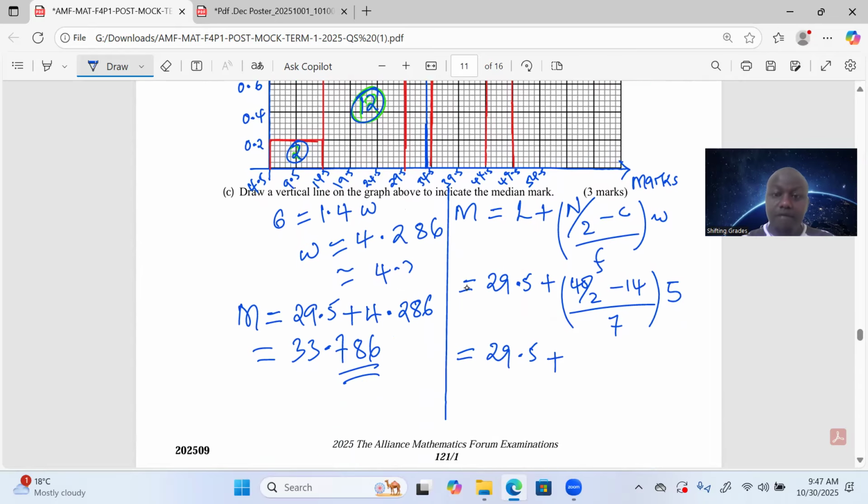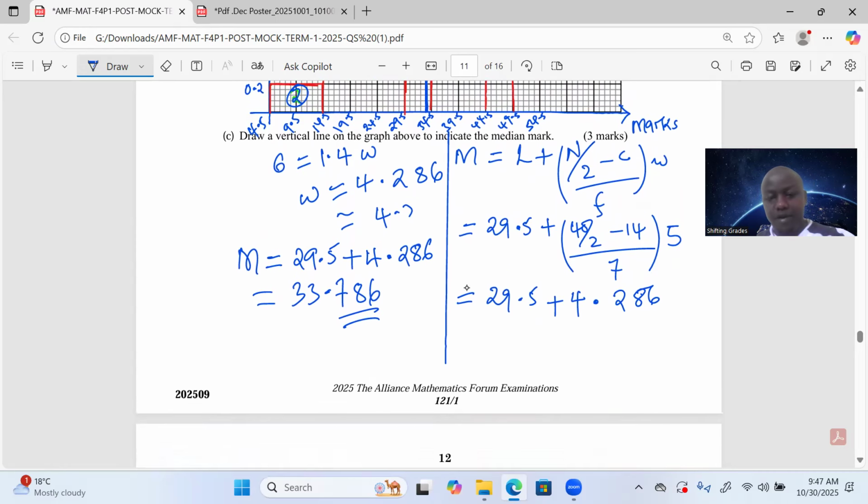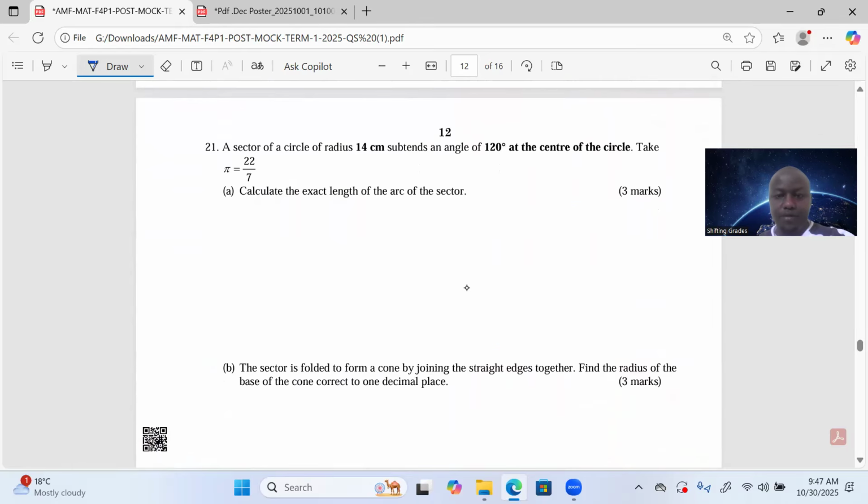Wait, 40 divided by 2 is 20, minus 14, we get 6. 6 times 5 over 7. Actually, we're getting the same, 4.286. And we get the same answer. So using the formula and also using the graph, the answer should be the same.